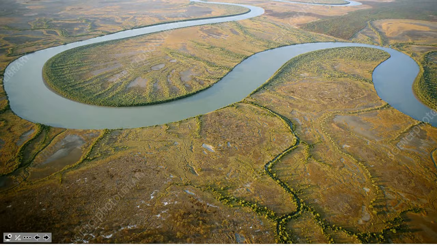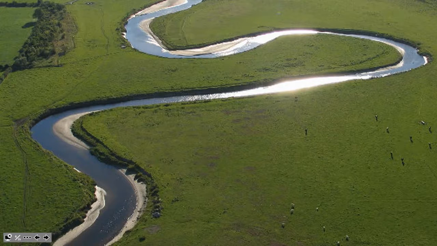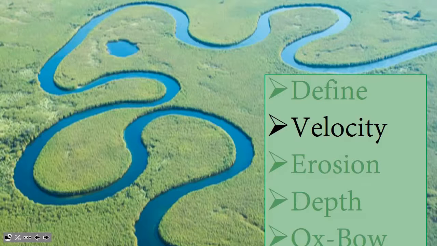So definitely in your notes on page 45, get down a definition of a stream meander, that it's a bend or a curve in a stream. Sometimes this can happen on large scale rivers as well as smaller streams. We're going to focus on 3 parts of a meander, and that's the velocity of the meander, the erosion that takes place, as well as the depth of the river as it goes around a meander.